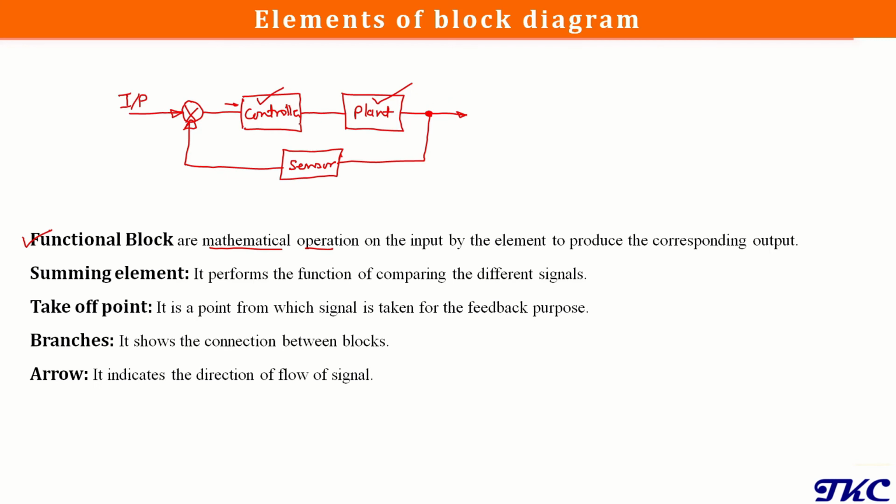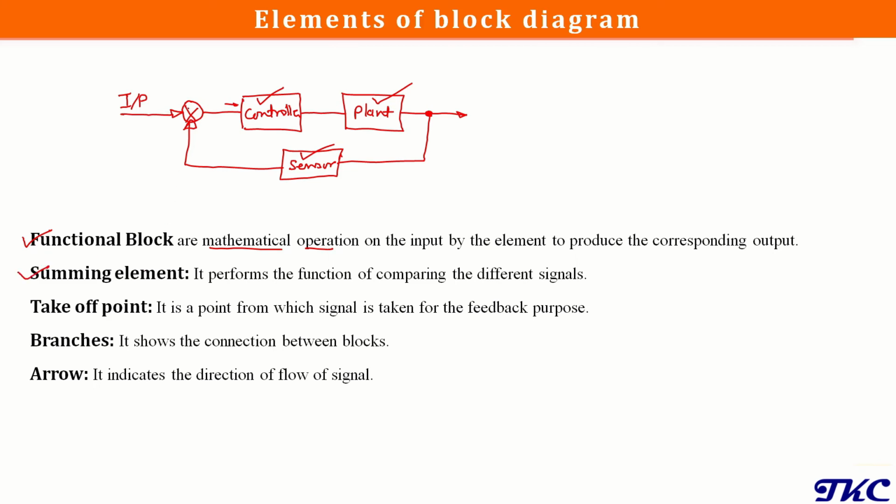So controller and plant here will become a functional block, and the sensor also has some transfer function. So this is also called a functional block. Whatever block you have in your block diagram will be a functional block, and it will of course be a mathematical expression in the form of your transfer function.